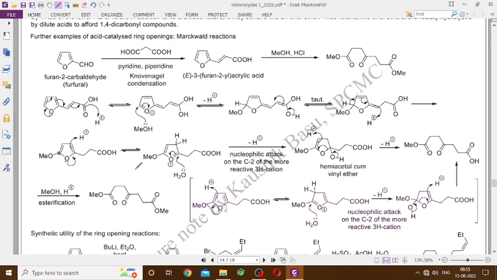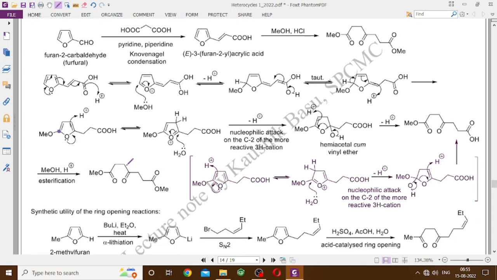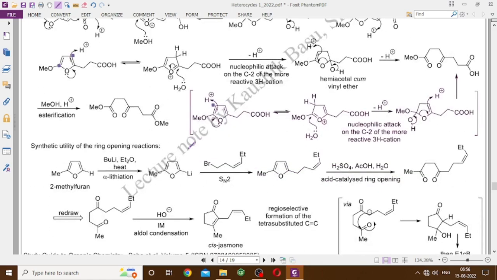However, this is not the only way this mechanism can be drawn. You can very easily start from this point, and try to protonate not this carbon but this carbon. If this carbon is protonated, then also we get a resonance stabilized oxocarbenium ion, which is quenched by water, giving rise to a corresponding hemiacetal as well as vinyl ether. Collapsing that will lead to the same carboxylic acid, which will undergo esterification reaction to the final product. So this is a decidedly complicated mechanism. I urge you to practice it multiple times at home or at your leisure time.